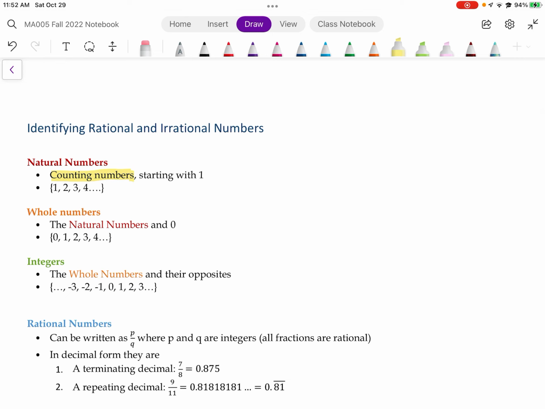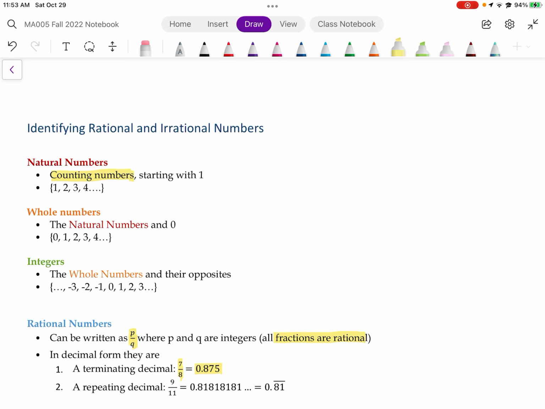So a rational number is something that can be written as a fraction. It can be written as p over q, where p and q are both integers. So remember, all fractions then are rational, so you'll need to remember that. Every fraction is a rational number. If you see it in decimal form, so if you took 7/8 and you put it in your calculator, you would get 0.875. So that comes from a fraction, so of course it is rational.